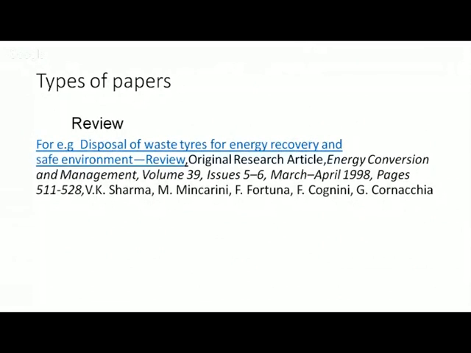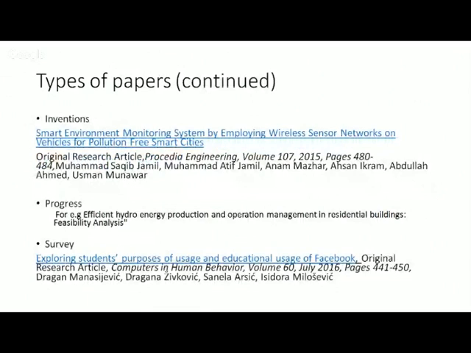And according to the type of the paper, the journal is to be chosen. For example, for a review type of paper, the journal chosen by the researcher is Energy Conversion and Management, because the tires that are disposed are used for recovery of energy, and the perspective is taken in terms of environmental safety. Another example: for an invention type of paper, the journal chosen is Procedia Engineering, because there is an invention of new engineering technology in that research.